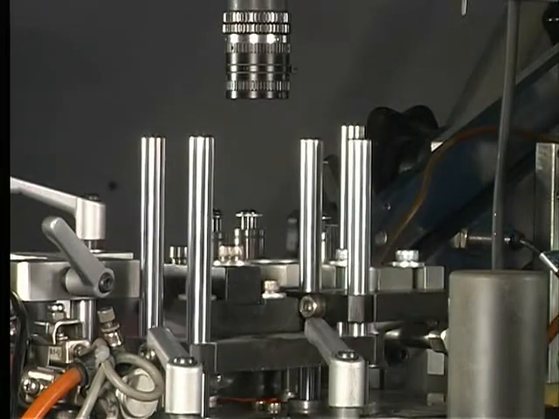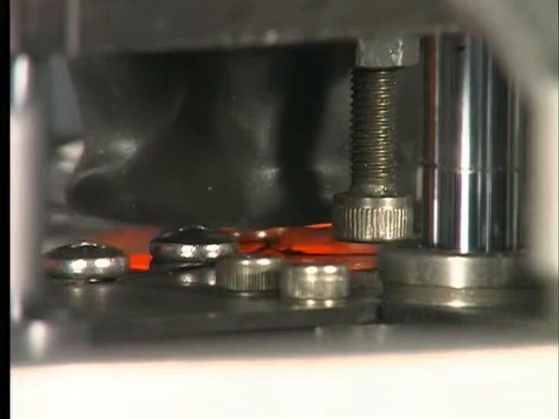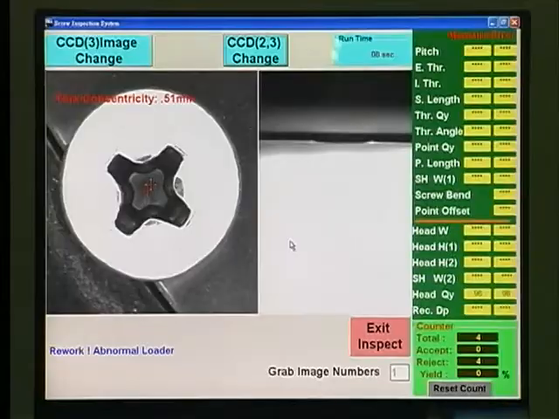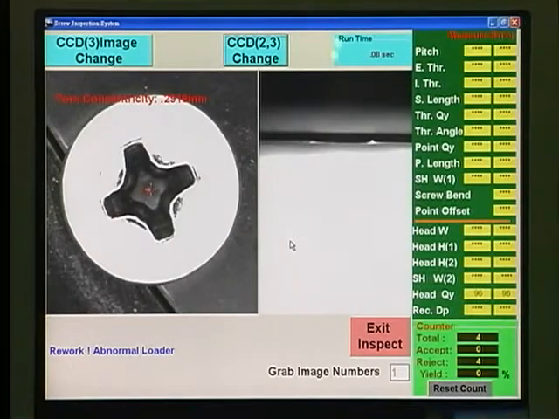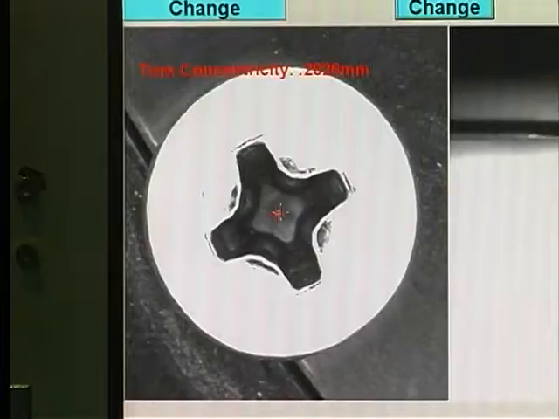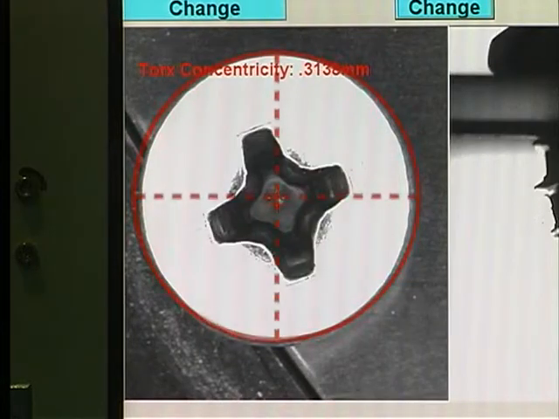The center of the incoming screw image is calculated by mathematical means. Then it is compared with the calculated center of the sample screw taught to the program. The distance between the two calculated centers is called eccentricity. If eccentricity is larger than a preset level, the screw is discharged as defective.